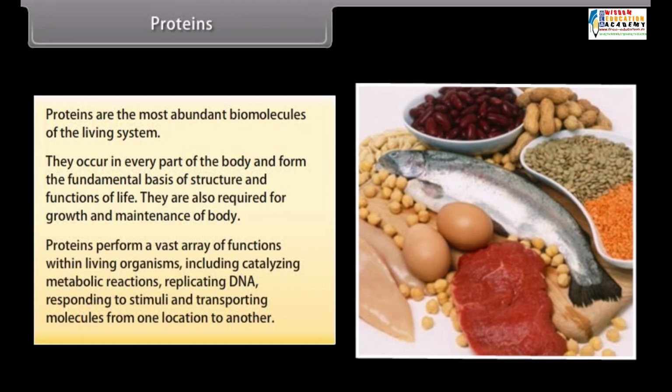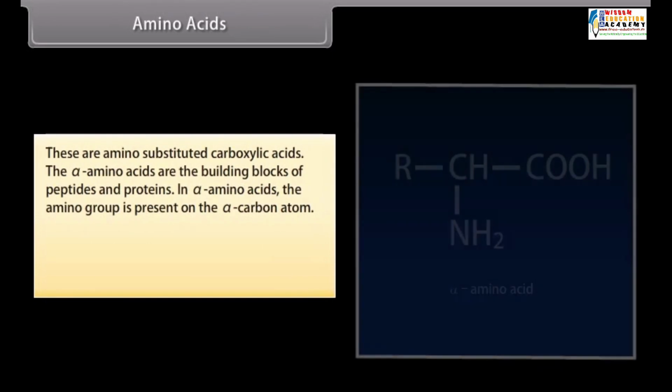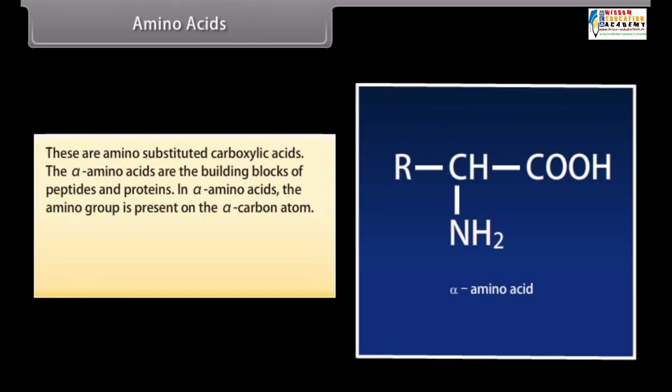Proteins perform a vast array of functions within living organisms, including catalyzing metabolic reactions, replicating DNA, responding to stimuli, and transporting molecules from one location to another. Amino acids. These are amino-substituted carboxylic acids. The alpha amino acids are the building blocks of peptides and proteins.